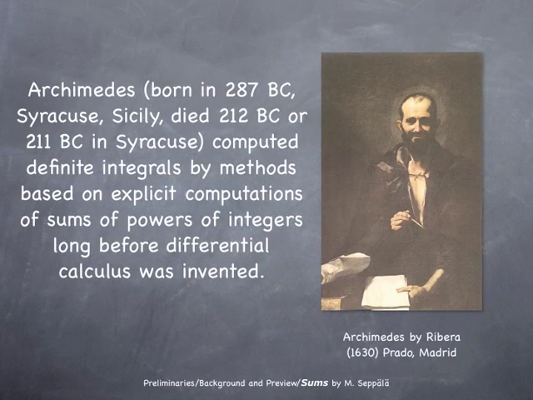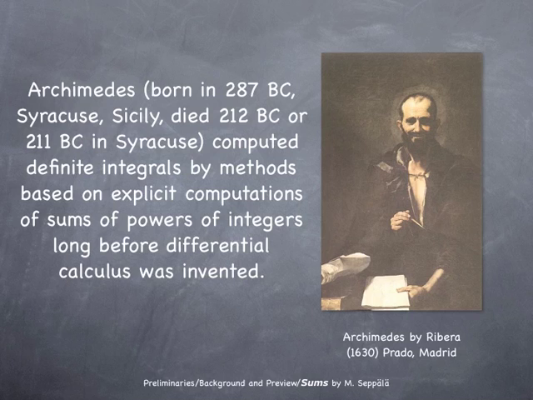Archimedes, who lived more than 2200 years ago in Syracuse, Sicily, invented integration. He computed definite integrals. He didn't know that they were called definite integrals, but he computed those anyway by methods based on explicit computations of sums of powers of integers long before differential calculus was invented. What is presented here was known already to Archimedes. Unfortunately, his inventions were forgotten and integration had to be reinvented about 1800 years later.